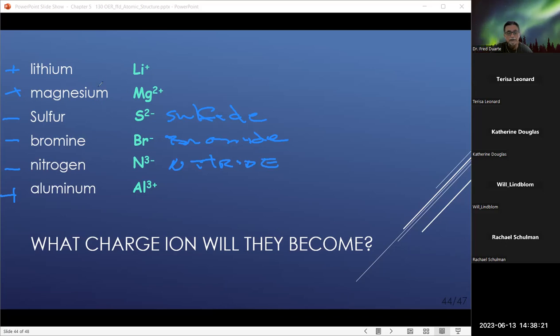Okay, and then the others, the cations, are just lithium ion, magnesium ion, and aluminum ion. Now we can start putting these together. Let's put together a magnesium ion and a sulfide. To put them together, we have to put them together such that the charges cancel each other out. I have to have enough positives to cancel out the negatives.